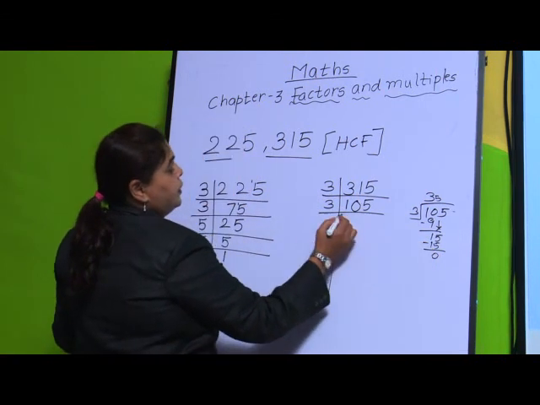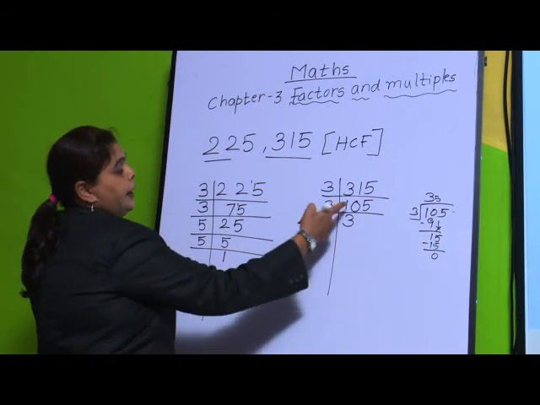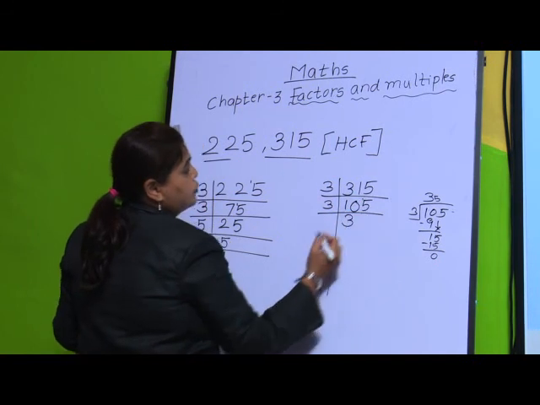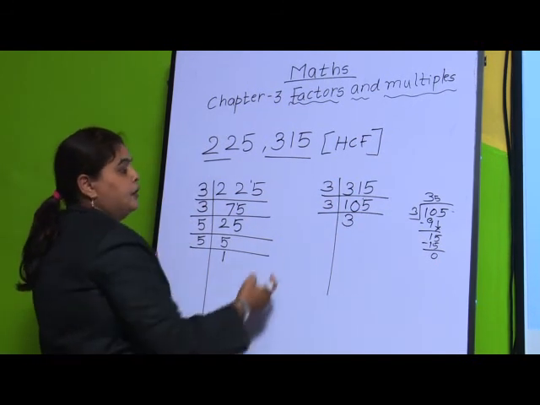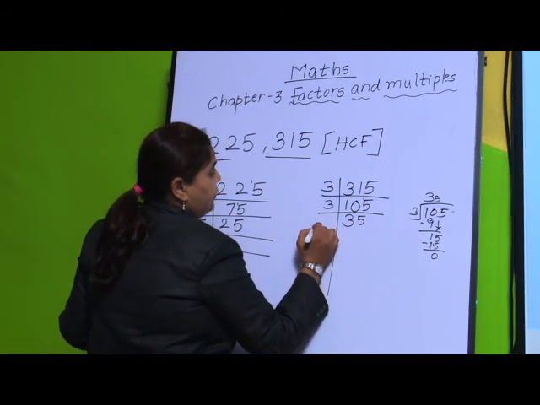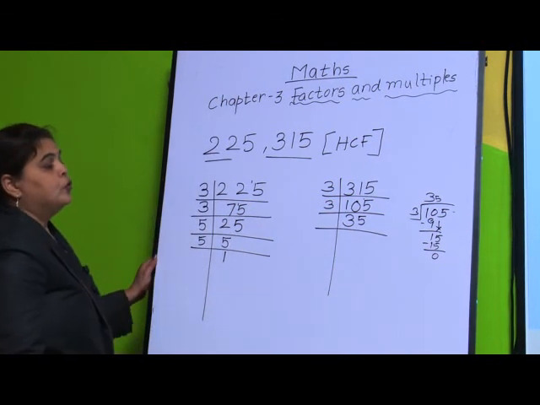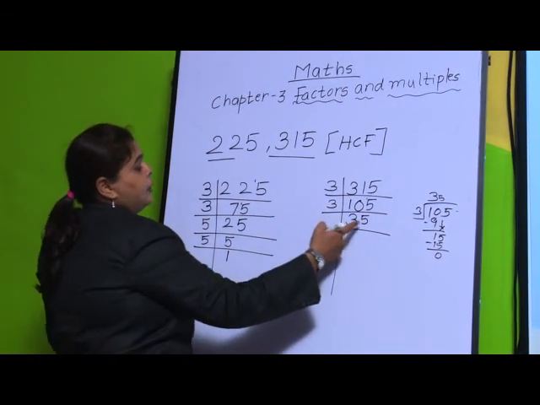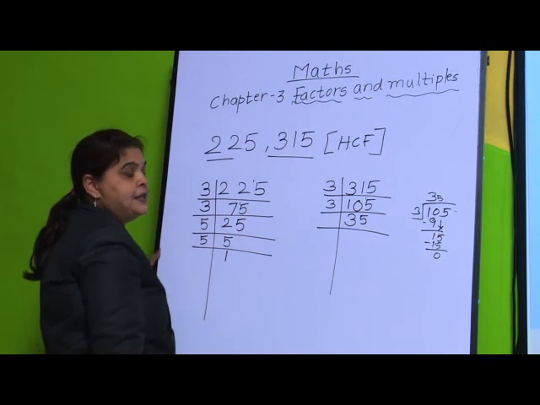So what will we get here? 3 3s are 9. 10 minus 9, 1 is left. So we write a 1 5 15. So 3 5s are 15. Now can we go for 3? But here the sum of the digits is not a multiple of 3, it is 8.